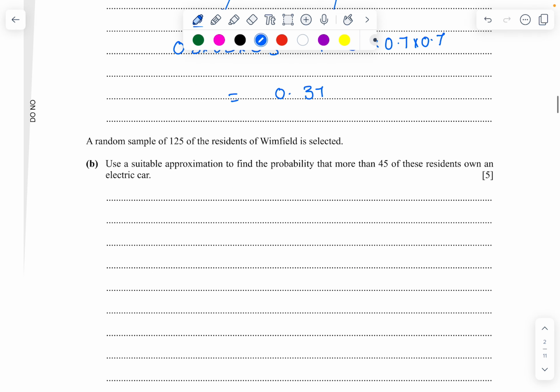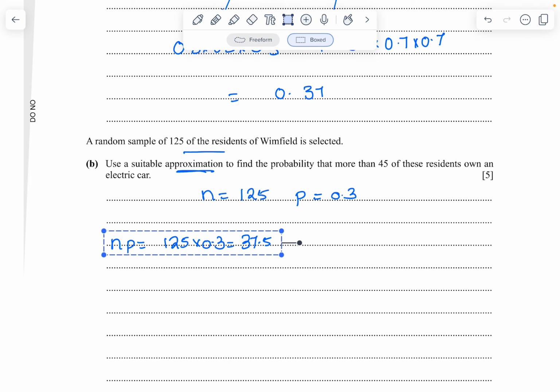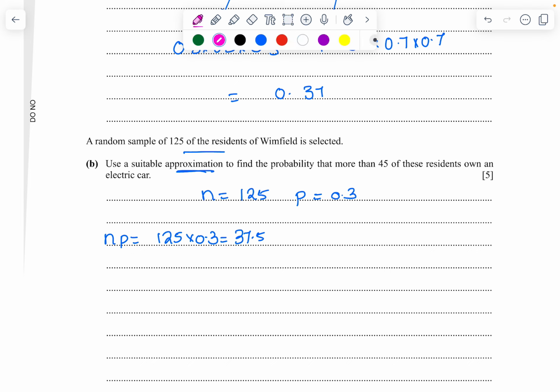Now, next, a random sample of 125 residents. So n equals 125. This is an approximation. The probability of success is 0.3. So np equals 125 times 0.3, which equals 37.5. Then I find the variance, which is npq. So 125 times 0.3 times 0.7, which is going to be 26.25.